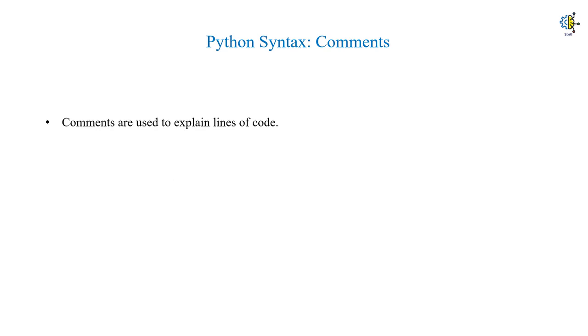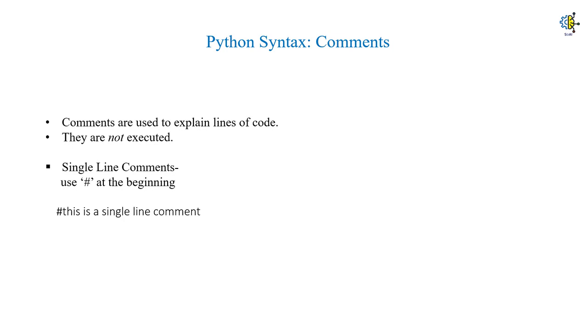Now let's move on to comments. So what are comments? Comments are used generally to explain lines of code or give references as to what these lines of code do. And comments are not executed when your program is executed. There are two types of comments, single line comments, and in Python you can specify single line comments by using a hashtag in the beginning of the line that you want to comment out.